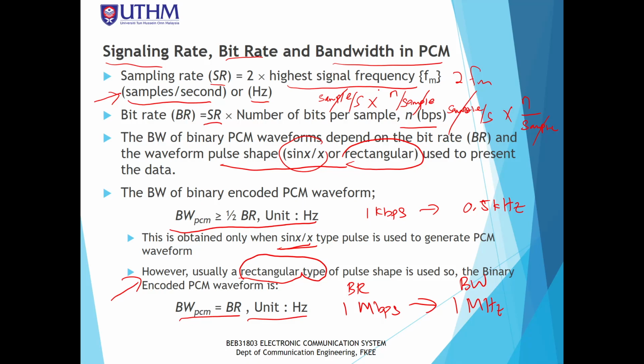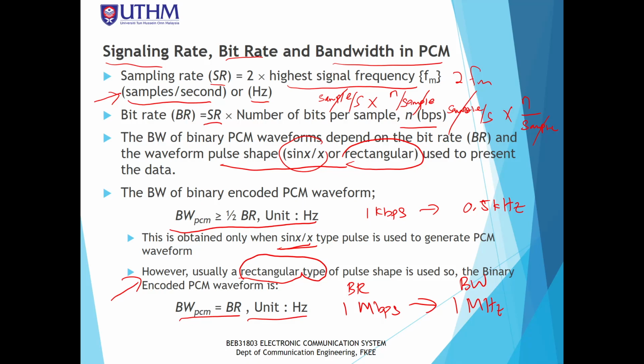This bit rate, or data rate, defines the speed of transmission, meaning how many bits can be transmitted from the transmitter to the receiver. Then we have another parameter, which is the bandwidth.